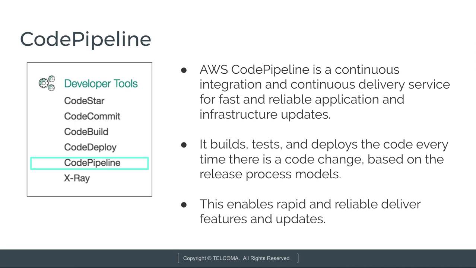CodePipeline. AWS CodePipeline is a continuous integration and continuous delivery service for fast and reliable application and infrastructure updates. CodePipeline builds, tests and deploys your code every time there is a code change. That means whenever there is a code change, it automatically builds, tests and deploys the code based on the release process models that we define.